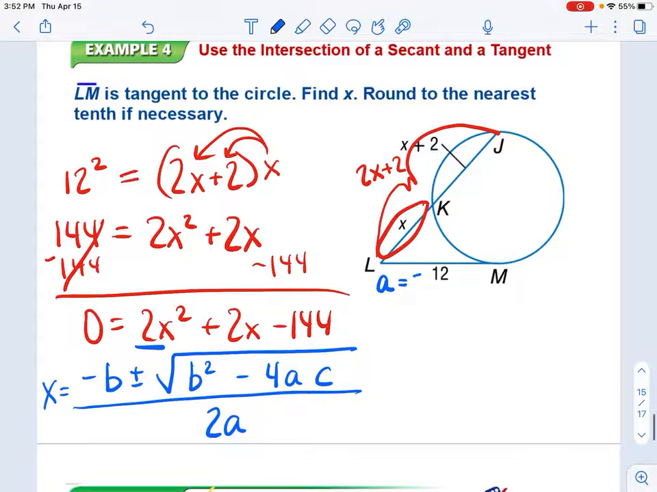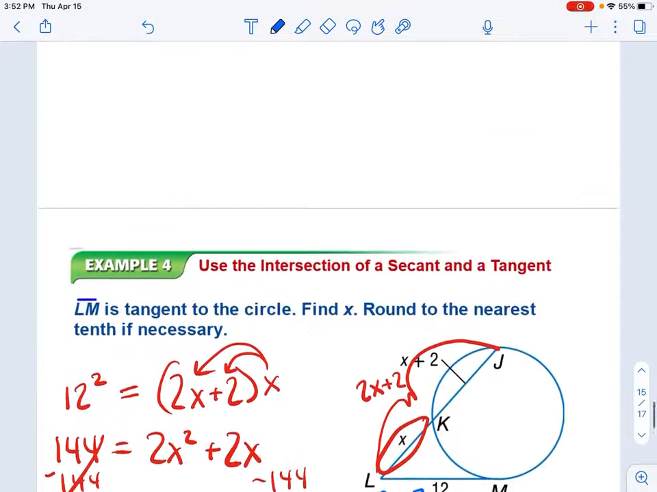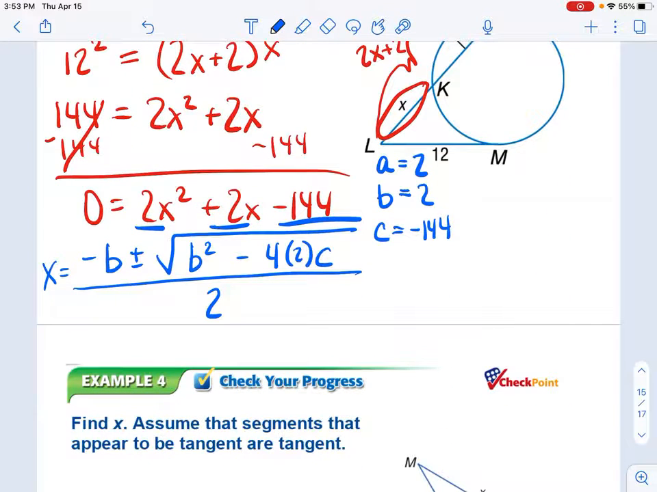So A in this case is 2. B also happens to be 2. And C is negative 144. So where I see an A, I'm going to replace it with 2, where I see a B, I'm going to replace it with 2, and where I see a C, I'm going to replace it with negative 144. And then I go ahead and solve.